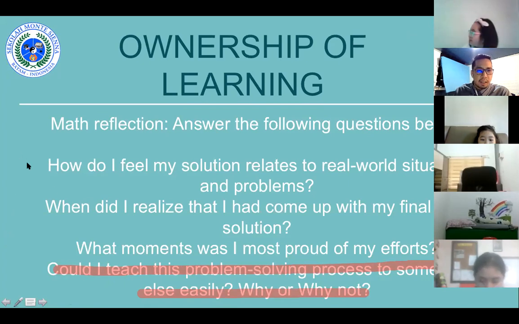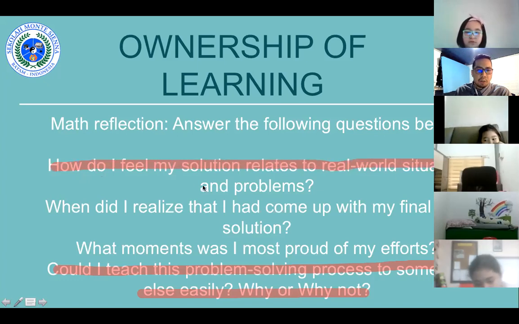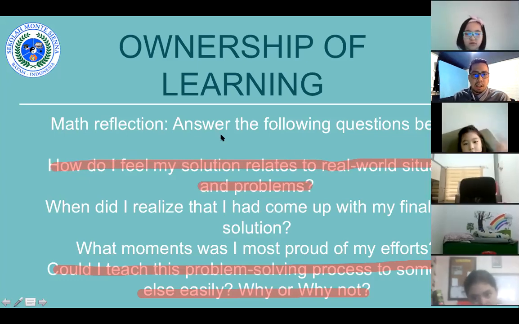And then lastly, how do I feel my solution relates to real life situations? You know already how to convert mL to L. So when you encounter this in real life, it would be easier for you.